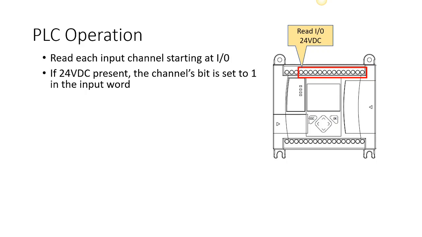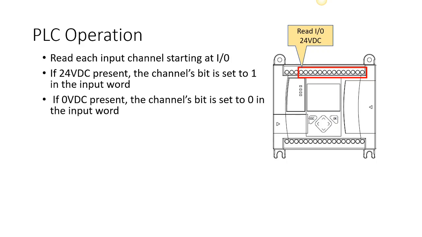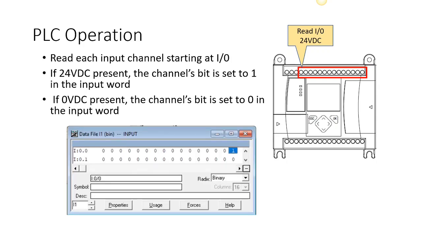The channel's information is going to be set to 1 in an input word, and we're going to look at what the input word is in just a minute. If it is 0 volts present, then a 0 will be set in that input word. Remember, a discrete input only has 2 states. In our case, the 2 states are going to be 24 volts or 0 volts. Those are the only 2 options. We couldn't have 12 volts coming in there. It has to be 0 volts or 24 volts. Okay, now I've got the cart in front of the horse just a little bit. We haven't gotten into the programming software at all.